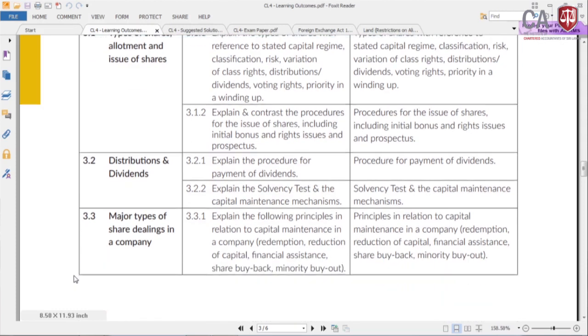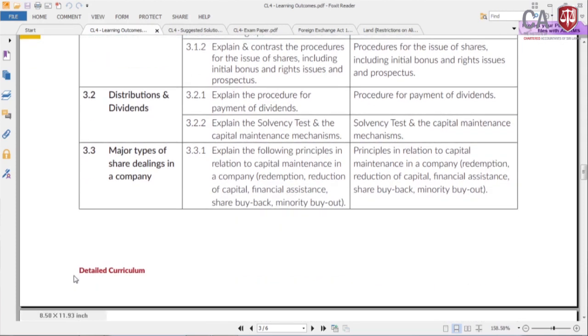Then the distributions and dividends. We have learned how to explain the procedure for payment of dividends, the solvency test and the capital maintenance mechanism, something that you have to have specific knowledge of. Major types of share dealings in a company.